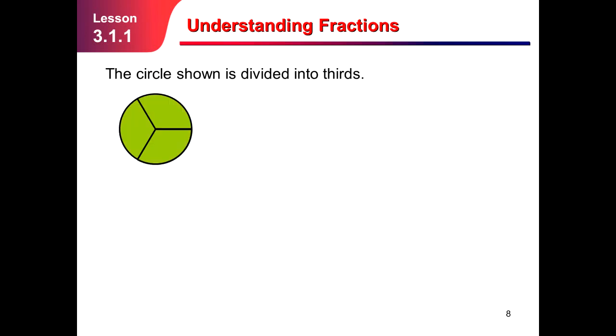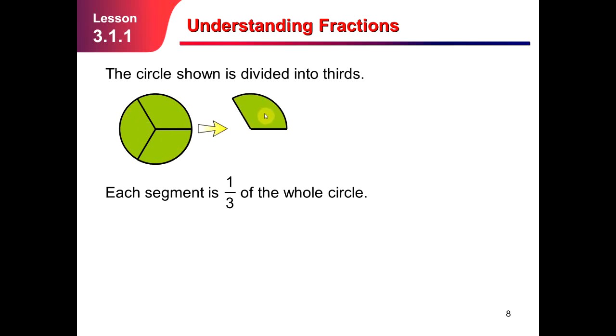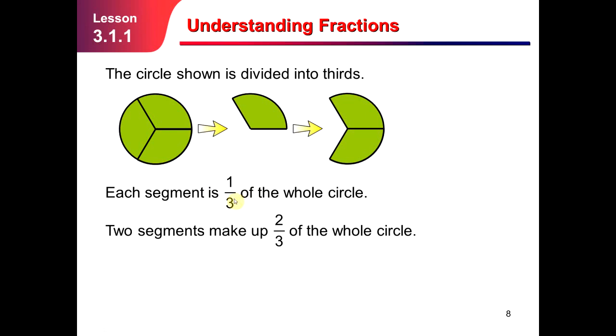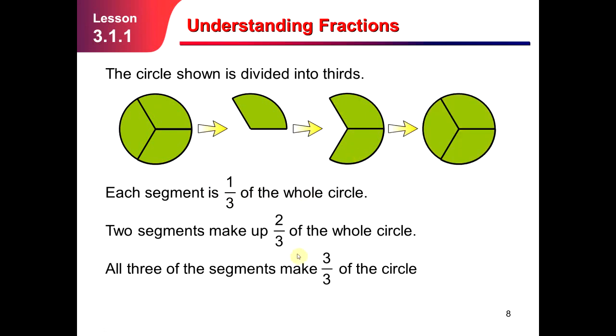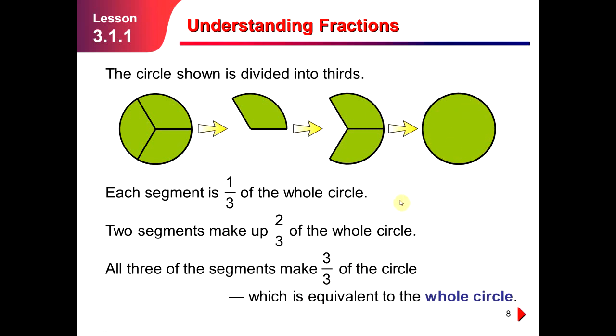And here's why. Here's a circle. It's divided 1, 2, 3 parts. One segment is 1/3 of the whole circle. So if we have 2 segments, that's 2/3 of the circle. 3 segments, that's 3 in the top, 3 in the bottom. Those are the same, and we can see if you have the same number of parts as the total number of parts in the whole, that's going to be the same thing as the whole. That's one circle.